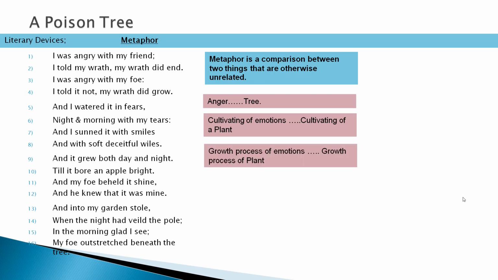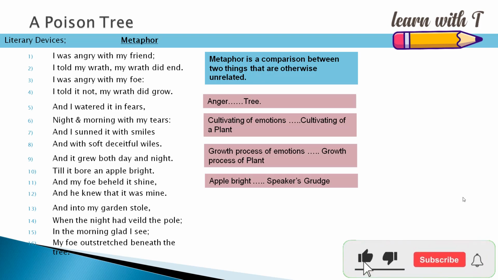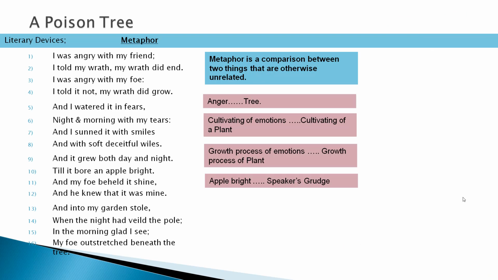The third metaphor which Blake has used here is that emotion has followed through an entire growth cycle until it blossoms into death. So the growth process of emotions has been compared with the growth process of a plant. Then apple bright has been used as a metaphor for the fruit of the speaker's grudge. So these are some of the metaphors which Mr. Blake has used in his poem A Poison Tree.